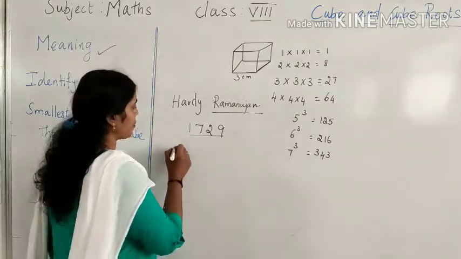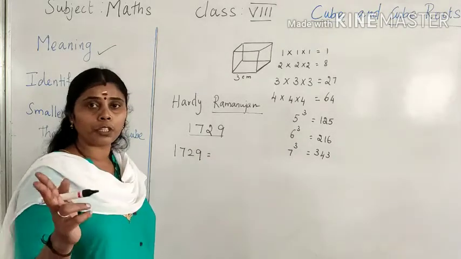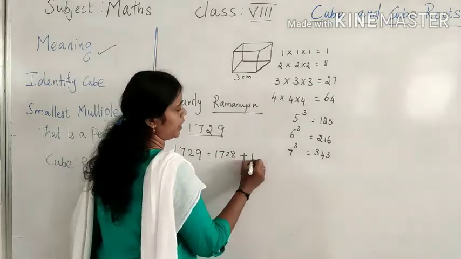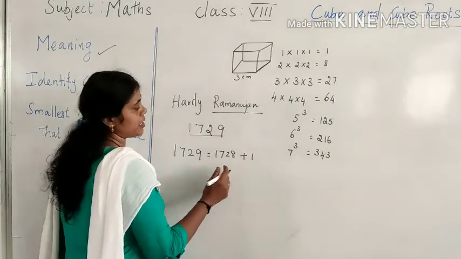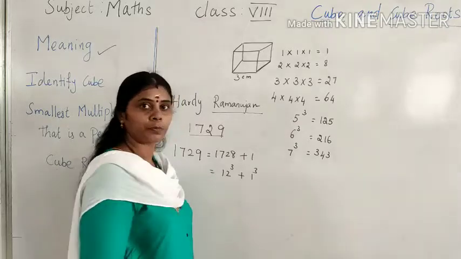Why is it? Because 1729 can be written as a sum of cubes in 2 different ways. How? 1728 plus 1. If you split like that, then 1728 is 12 cube and this is 1 cube.